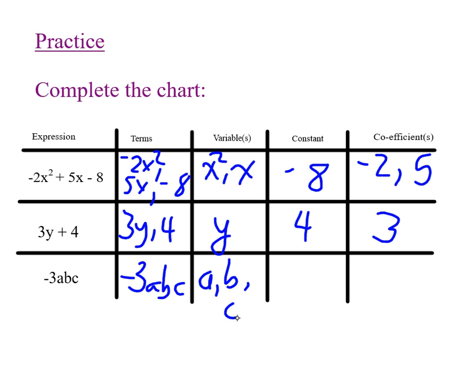You have two options when there's no constant. You can put 0, or you can put none, or you can put an X through. I guess you have three options then. Don't leave it blank, because that will make your teacher think you don't know. So you can say 0, which technically is probably the best answer, or none. And then the coefficient, there's one coefficient. It is -3.